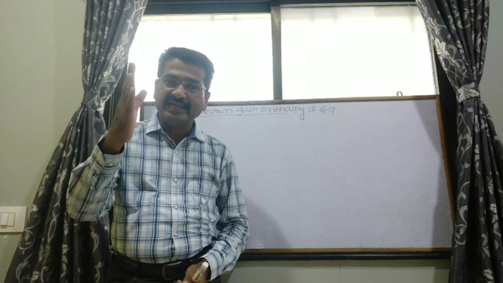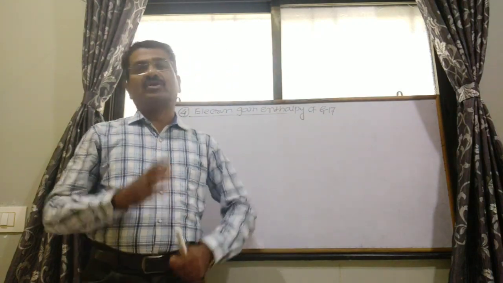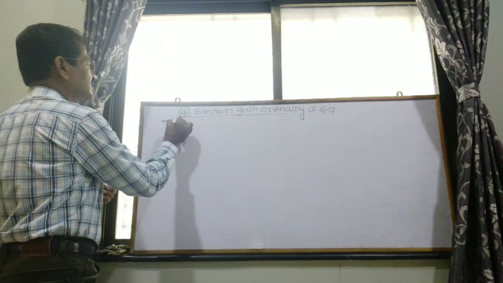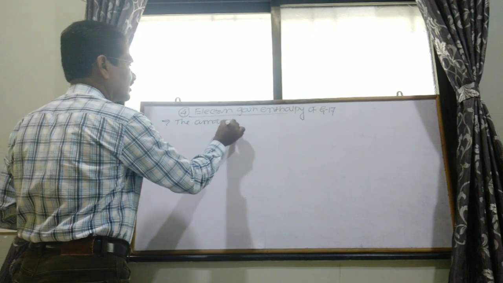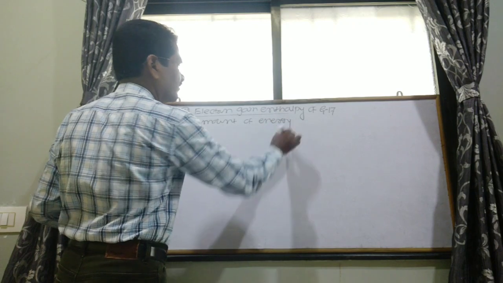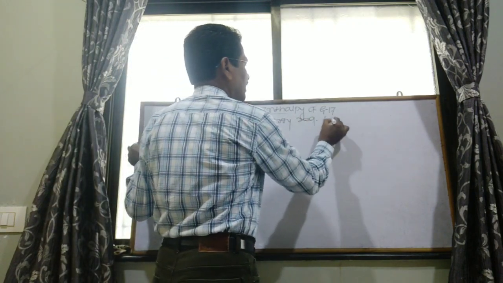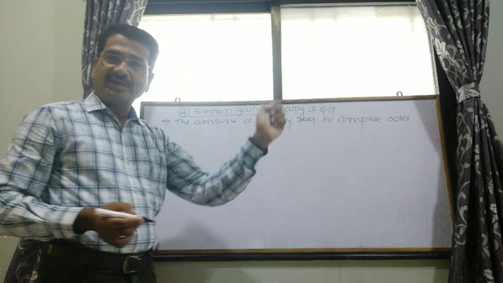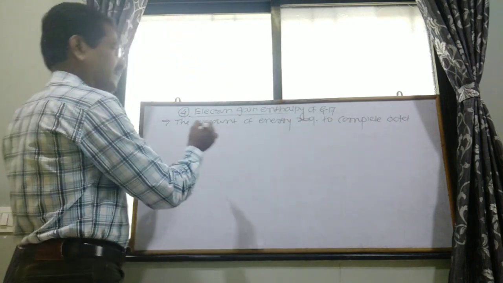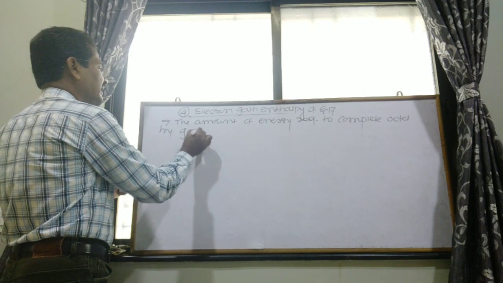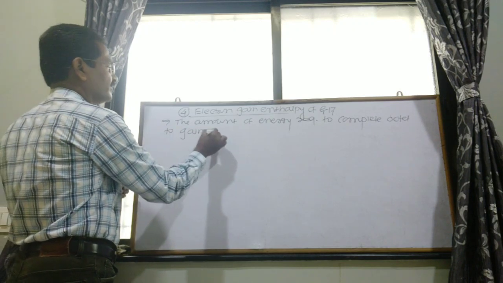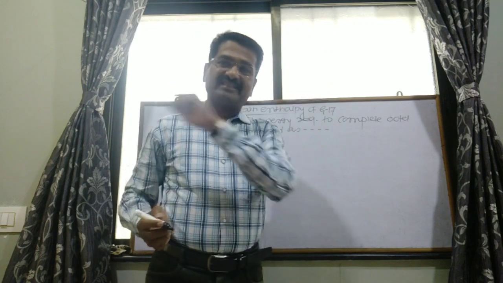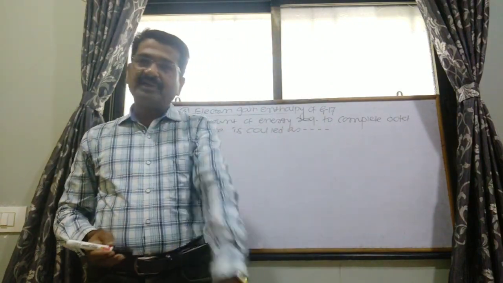All p block elements have a tendency to gain electrons for the completion of the octet. For gaining those electrons, enthalpy is required. So the first point: the amount of energy or enthalpy required to complete the octet by gaining electrons is called electron gain enthalpy. So what is the electron gain enthalpy of halogens?